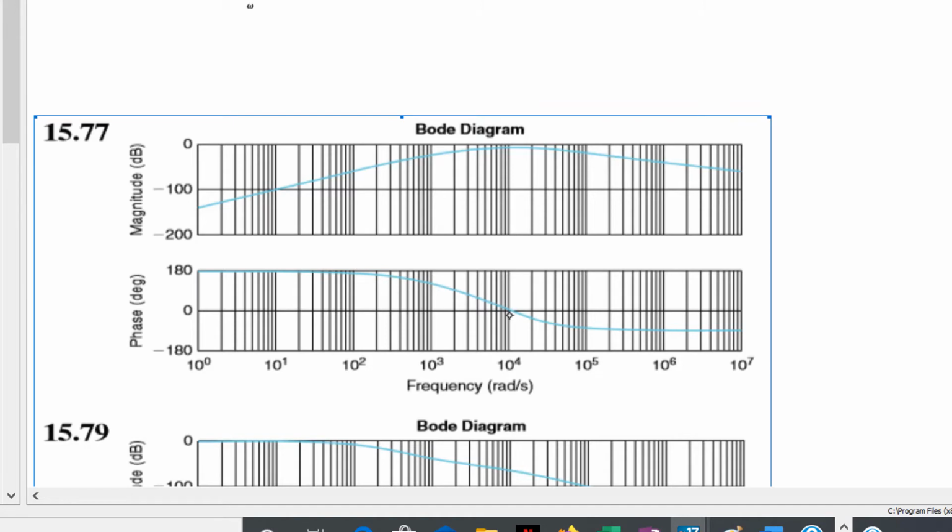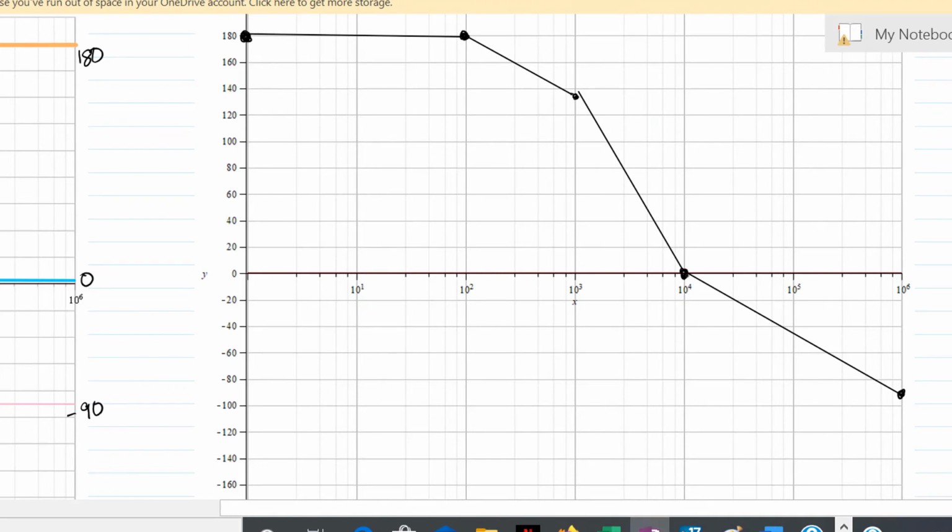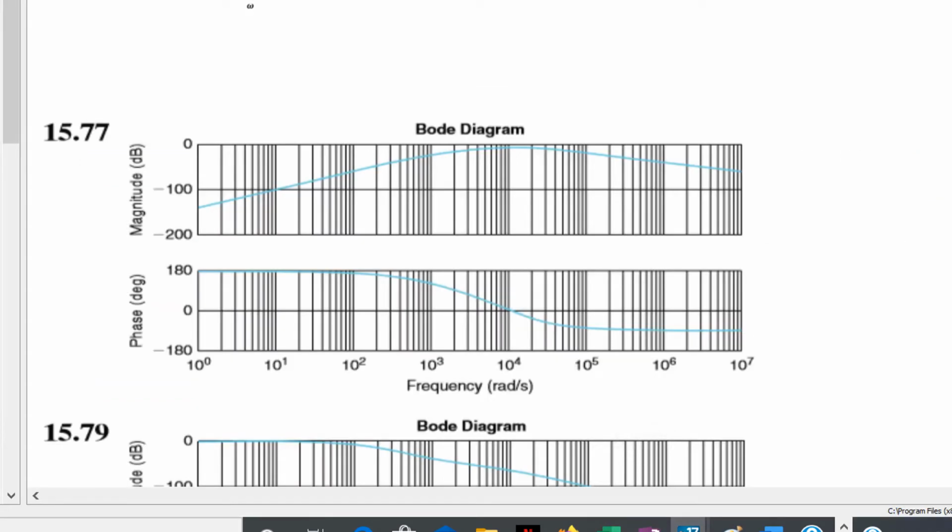The answer says it's 0 at 10 to the 4th. Yep, that's what our graph has, 0 at 10 to the 4th. And by the time we're at 10 to the 6th, we're down at negative 90. And then here at 10 to the 6th, yep, halfway between 0 and negative 180, and then it just basically stays there.